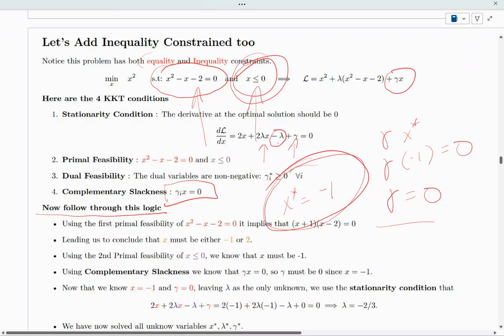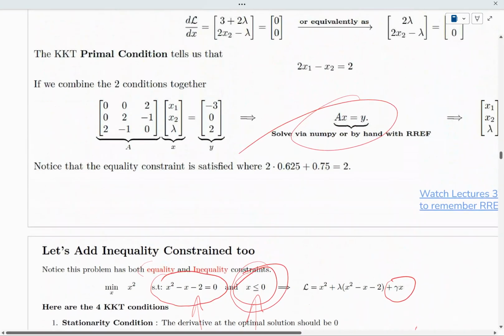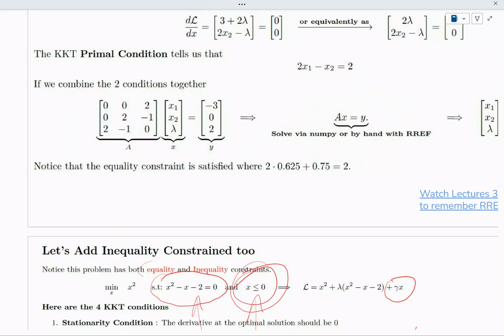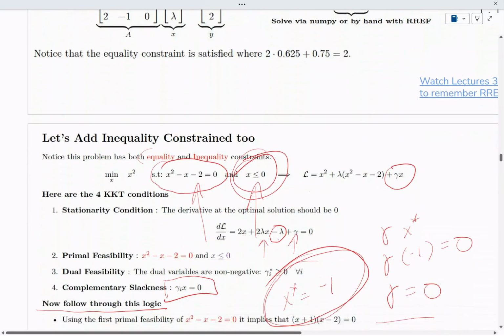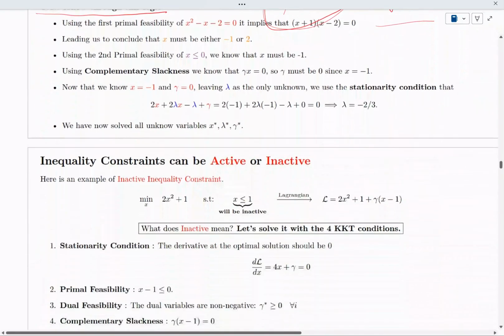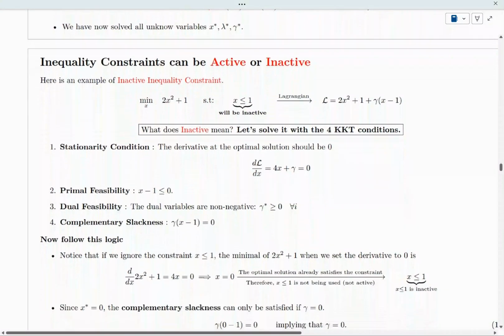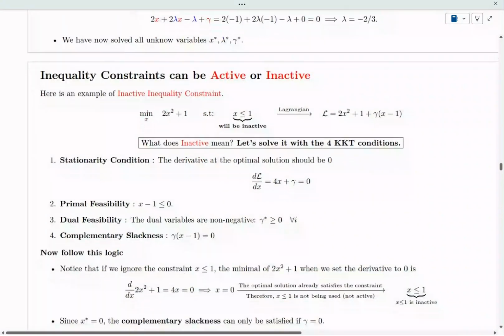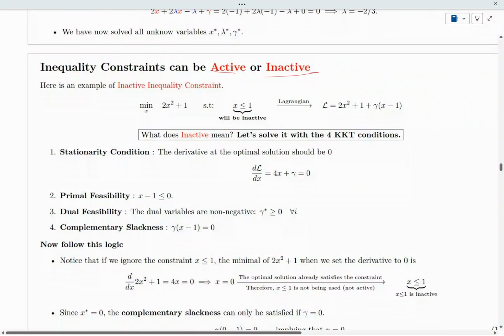Notice, we were not able to create a nice matrix like this and solve it. An inequality constraint requires you to do a lot more reasoning. Okay. Now, inequality constraints are special because they could be either active or inactive. What does that mean? Well, here's an example of inactive.